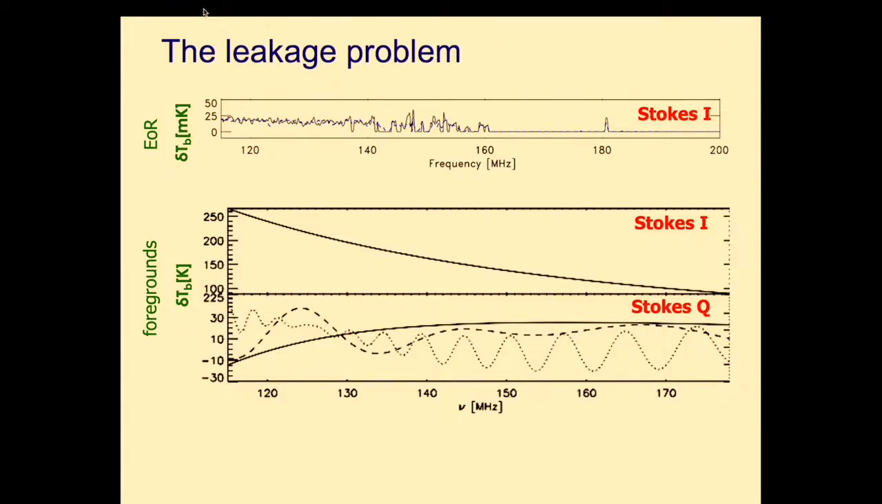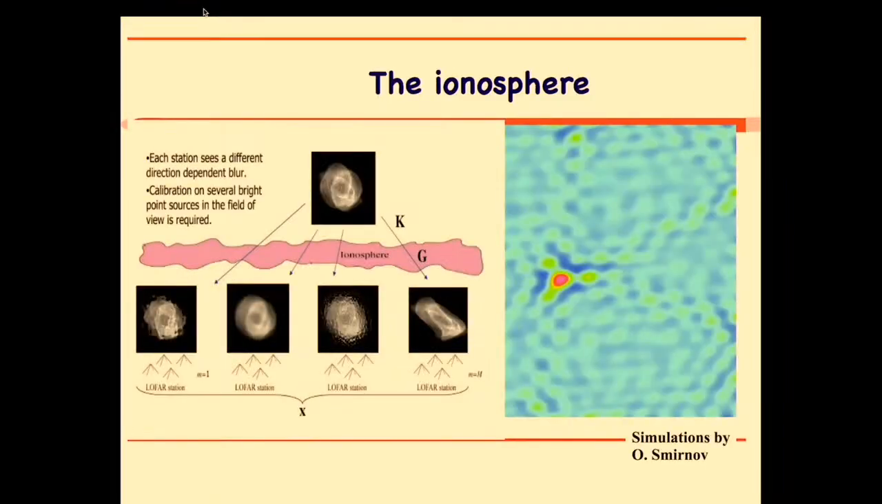Now, how do you calibrate? This is to show this. You have the signal, the EOR. If you have some Stokes Q that leaks, you can basically confuse both. So that's the purpose of this.